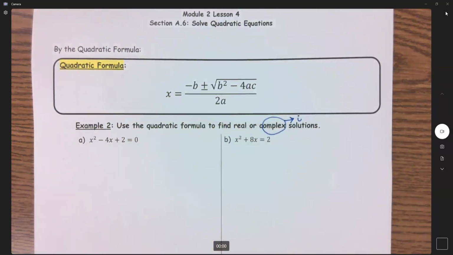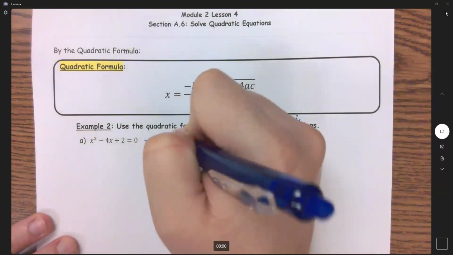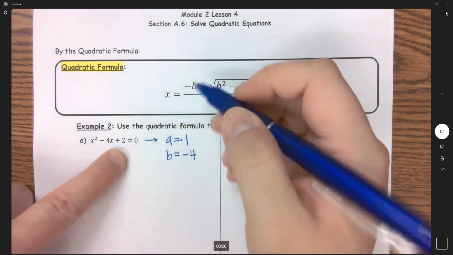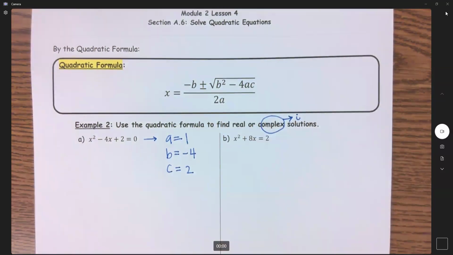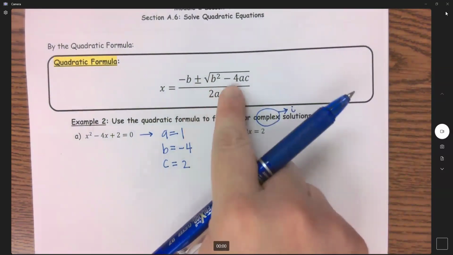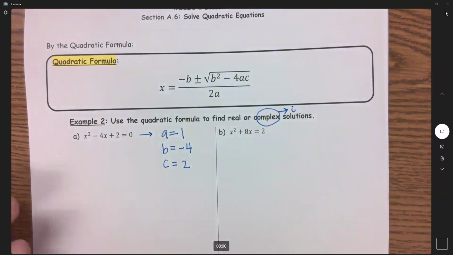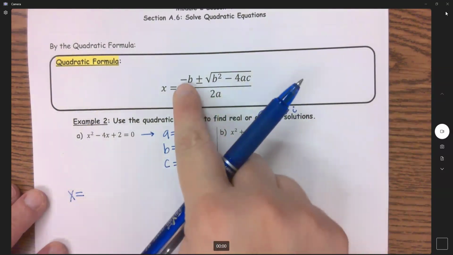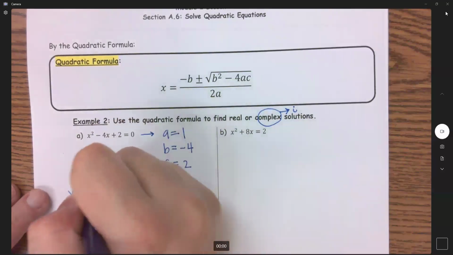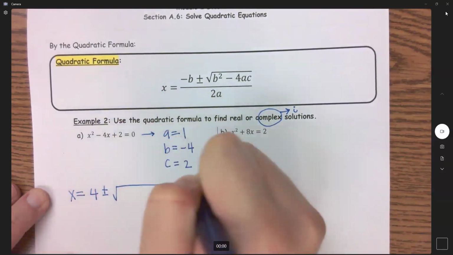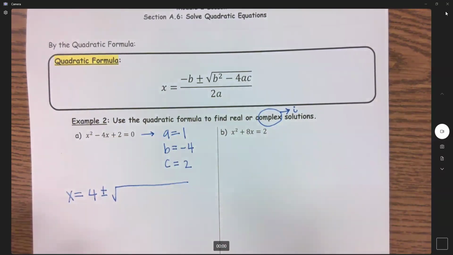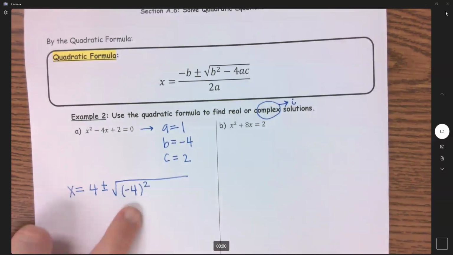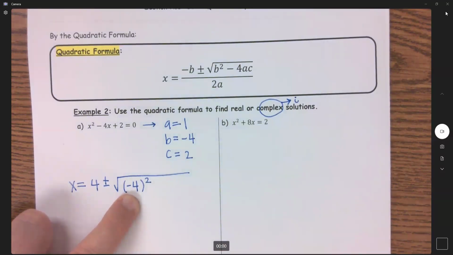So the first thing I'm going to do is label my a, b, and c. So a here equals 1, b is -4, and c is 2. Now I'm going to substitute my values of a, b, and c into this formula. So I have x equals -b, so negative -4 is 4, plus or minus. Here's where some students can make a mistake. When your b is negative, you have to make sure you substitute that in parentheses.